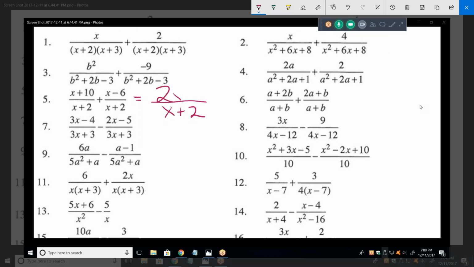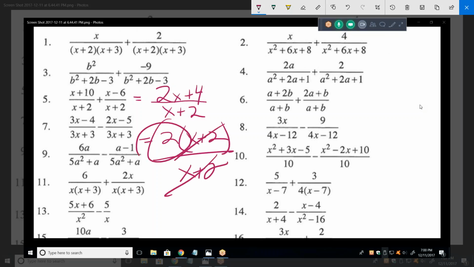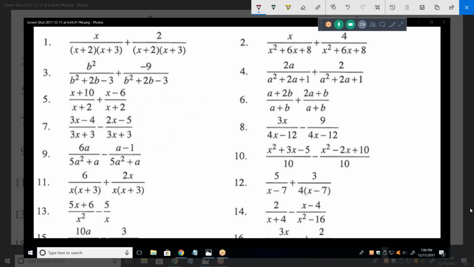2x plus 4. That looks factorable. So then it's 2 times in parentheses x plus 2 over x plus 2, and that cancels, and it's just 2. There you go. So all of these are pretty much the same.